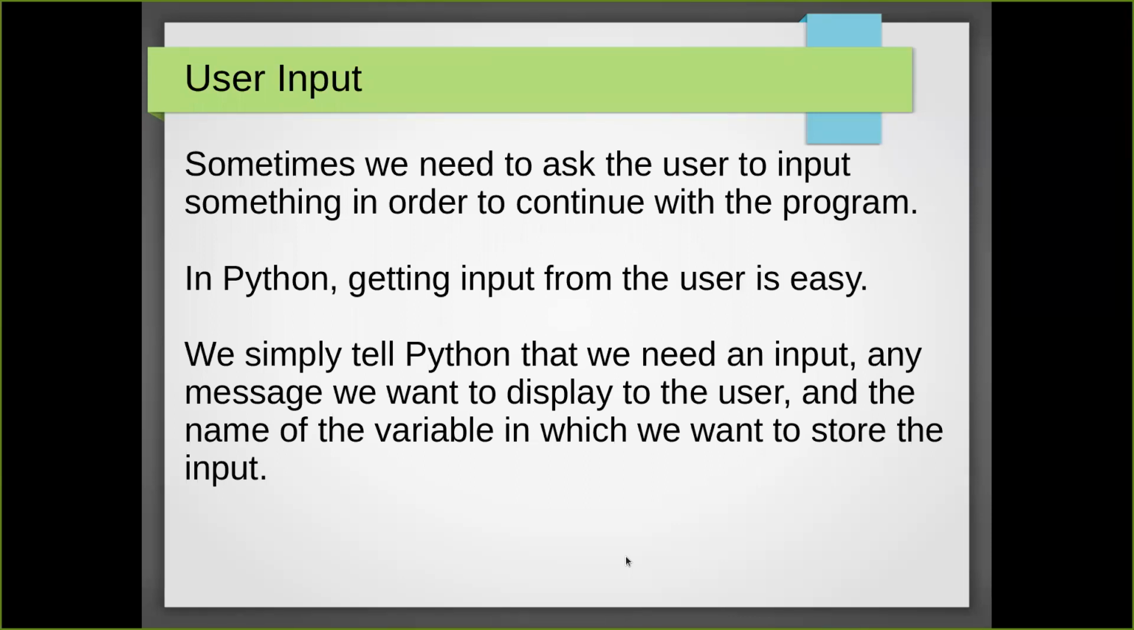Now, as well as printing things out to the screen, we very often need to get input in from the user. We just ask the user something in order to continue the program. And fortunately, unlike other languages that should go unnamed, Java, getting input from a user in Python is extremely easy. So we simply tell Python that we need an input. We give it any message that we want to display to the user, a bit like a print statement. And we give it the name of the variable in which we want to store the input. Because once the user types something in and pushes enter, we then need to store that value somewhere. And so we need to give it the name of the box, the name of the variable in which to stuff that value.